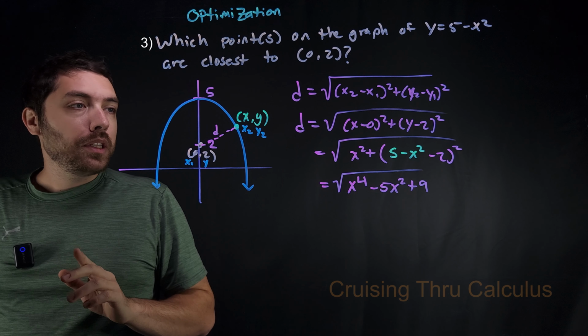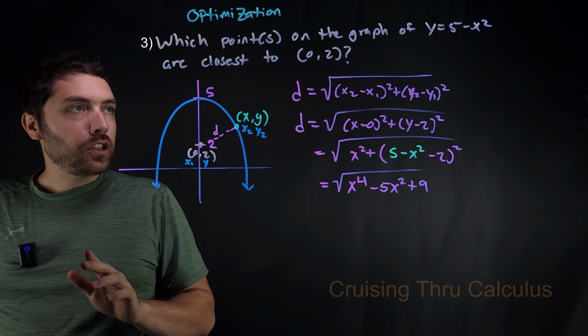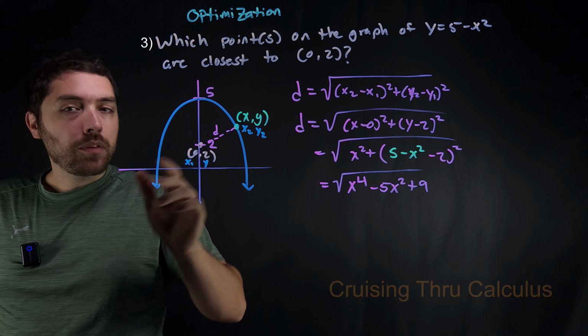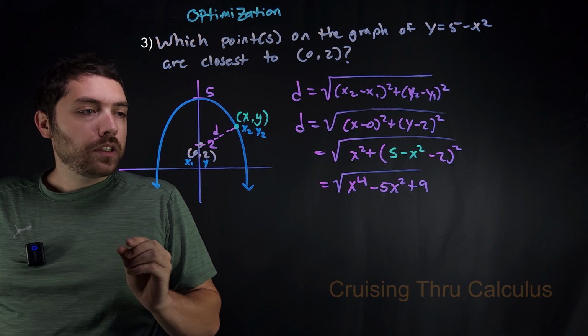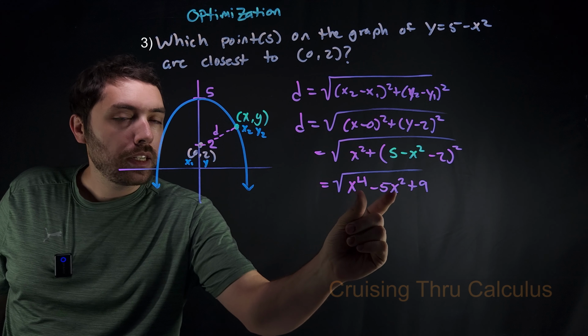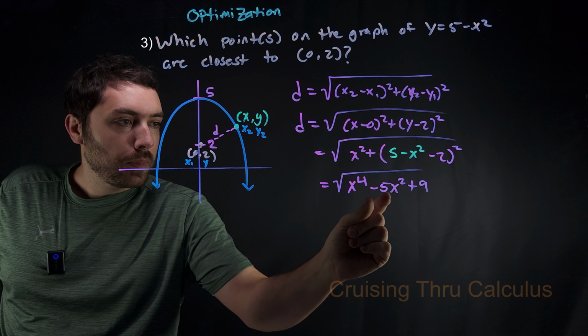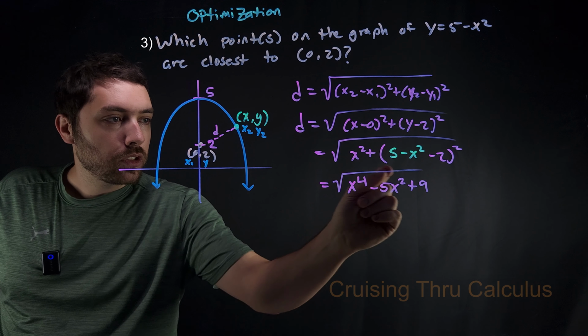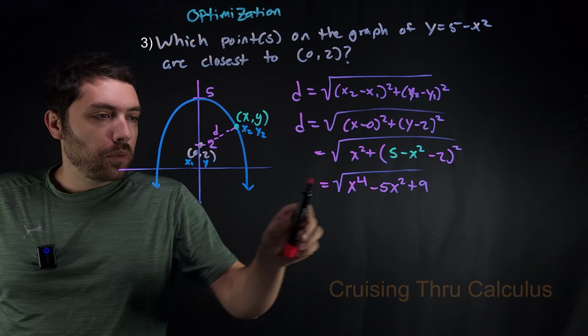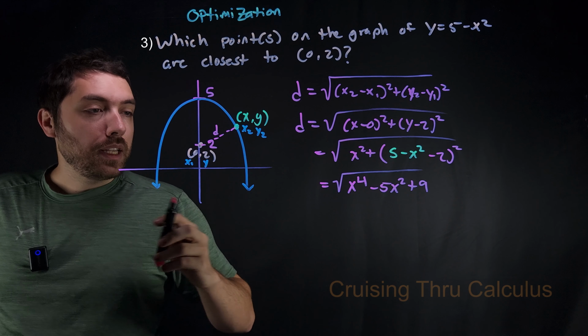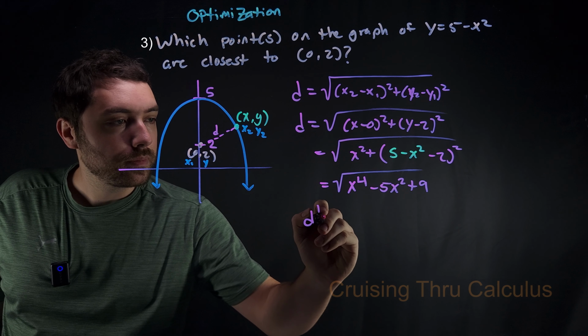That would be fine, but there's actually a faster way to do this. I bring this up because when you do optimization problems, distances come up fairly frequently, so this is a tip to keep in mind. When you're trying to minimize distance, you can minimize the inside of the square root, because when you minimize the inside and then take the square root, you should get the same answer. So let's just find the derivative of the inside.